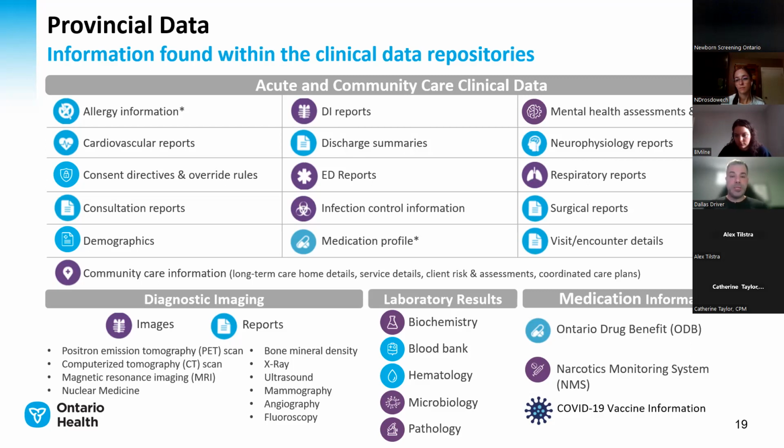But just to expand on that, there's 2 sources of data for this. There's the Ontario Drug Benefit, so ODB claims information is available within the medications portlet, as well as controlled substances distributed through the narcotics monitoring system, as well as COVID-19 vaccine information. Again, some of these pieces of information may not necessarily be useful to the organizations that are attending this call today, but we want to give you a bit of a comprehensive view of what's available to you.